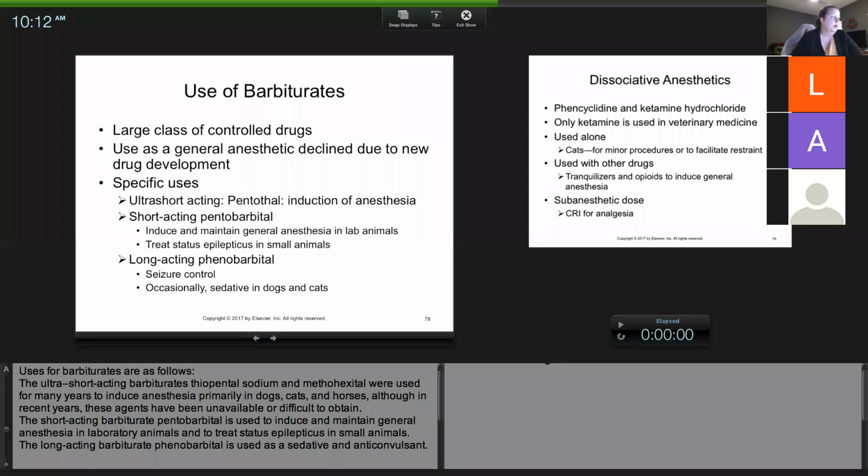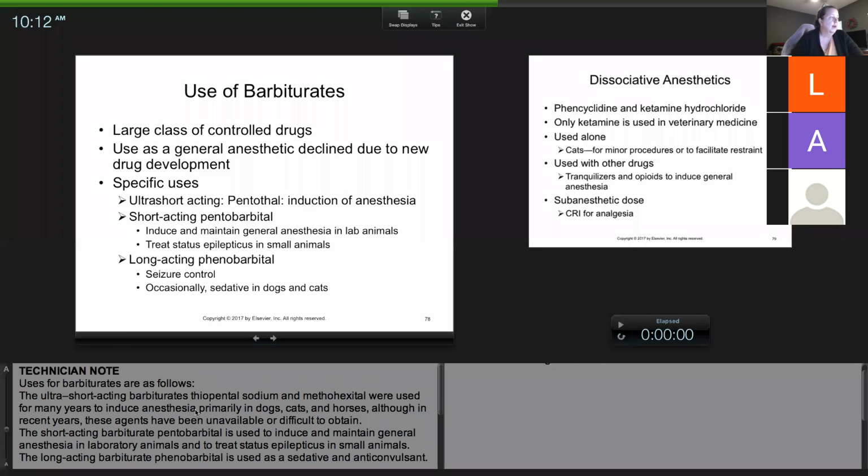But the other thing is that you cannot redose, or you could run into an overdose. Whereas when I talked about propofol and alfaxalone, you can give repeated dosing and they do not accumulate. So that's important to understand about the barbiturates.